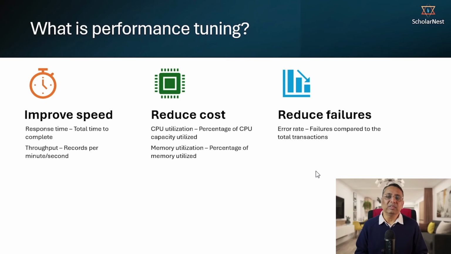So that is what we do in the performance tuning activity. Sometimes we sit to improve the speed or throughput, records per minute or records per second. Sometimes we aim for reducing the cost, bringing down the utilization, and sometimes we sit to reduce the number of failures, making sure that your workflow or your job is 100% successful all the time.